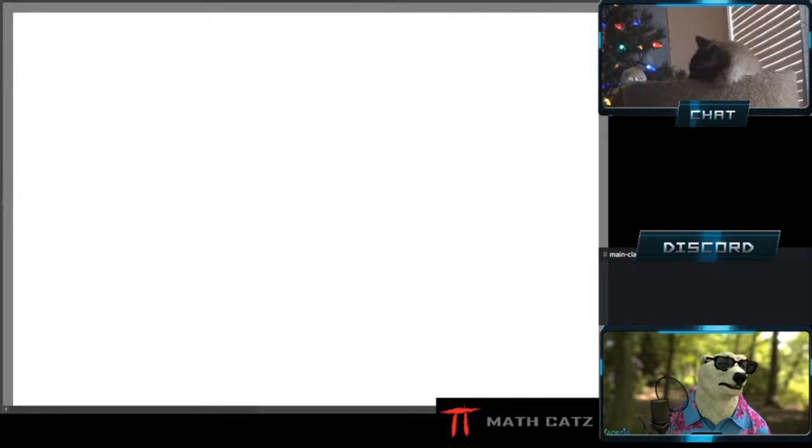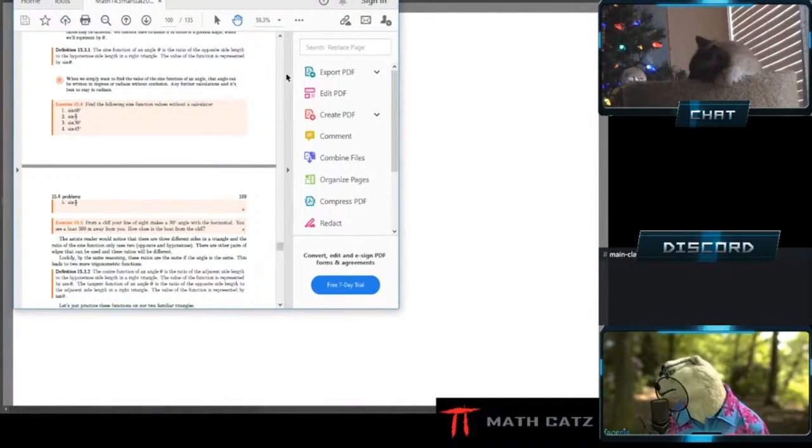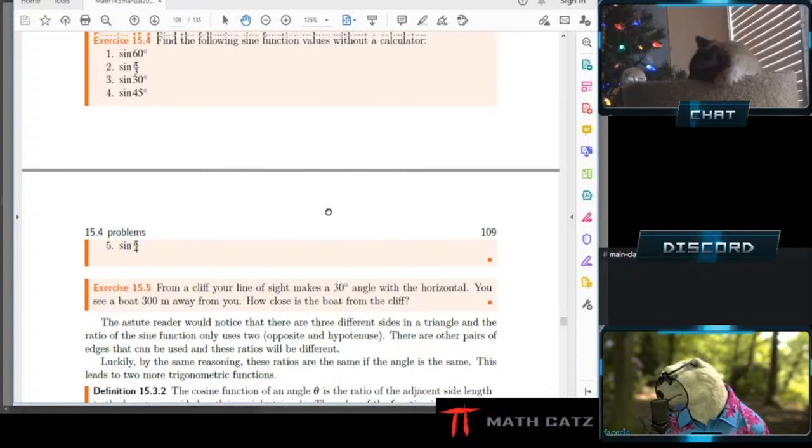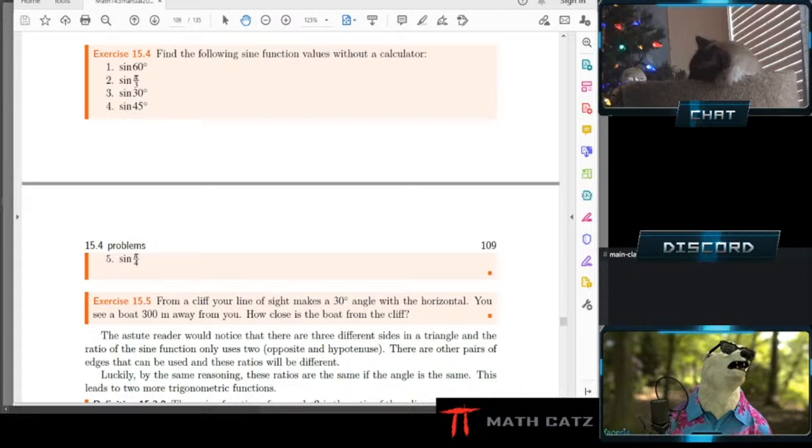I'm going to look at exercise 15.4. Small, let's drag it, make it bigger. Check how it looks. It looks okay. 15.4. Find the following sine function values without a calculator.